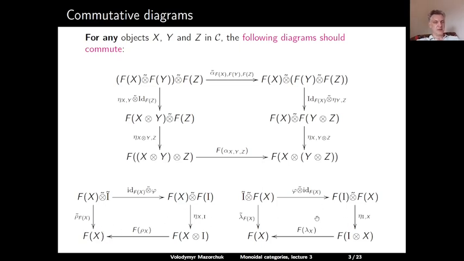And we have a similar diagram for the left unitor, where basically the right unitor is replaced with the left unitor, and F(x) and the identity are swapped. So a monoidal functor is a triple which consists of the functor F, the natural transformation eta, and an isomorphism phi, which satisfy these three conditions given by these three commutative diagrams.